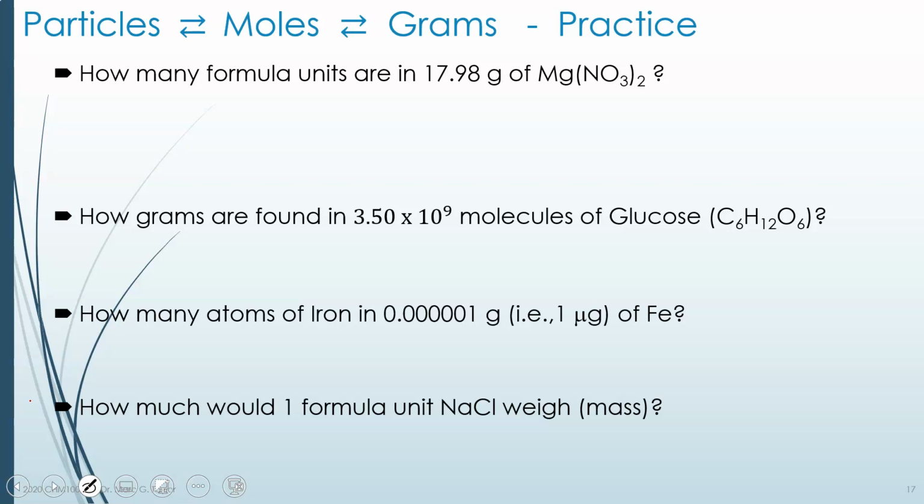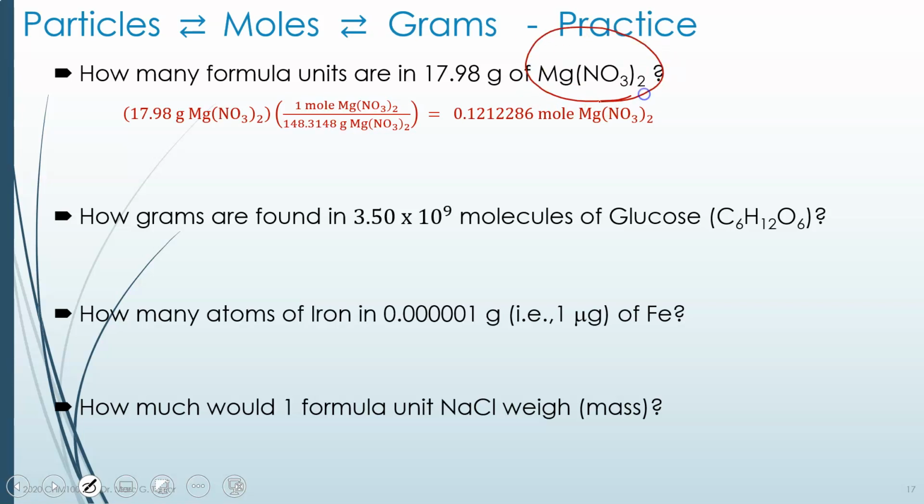So the first question says how many formula units are in 17.98 grams of magnesium nitrate? Well, we always start with the thing we have, and we have this many grams of magnesium nitrate. And we convert that into moles using its molar mass. So you first have to determine the molar mass of magnesium nitrate, and this is your value, 148.3148 grams of magnesium nitrate per 1 mole of magnesium nitrate. But remember, we want the grams on the bottom and we want the moles on the top. And that will give us our answer in moles, but we're not done.